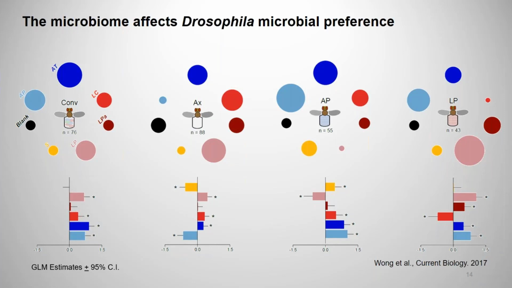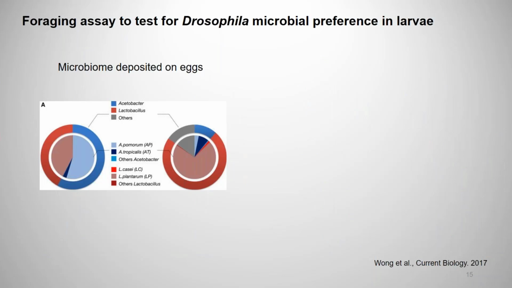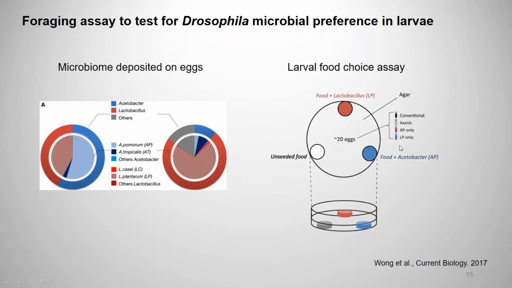And we also tested this kind of phenotype, with very surprising results, in larvae. Just to give you an idea, most of the time when the fly lays eggs, they deposit a lot of microbes on the egg surface, but predominantly Acetobacter and Lactobacillus. So we set up these larval choice assays.